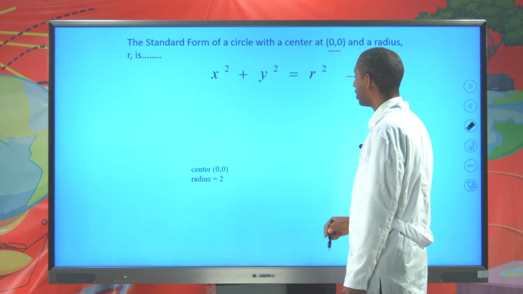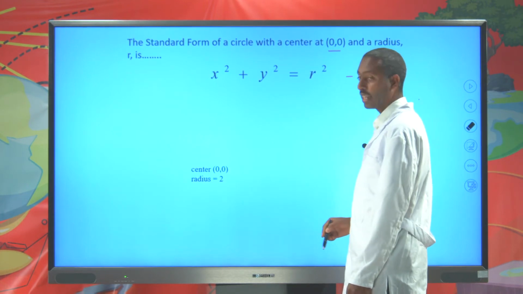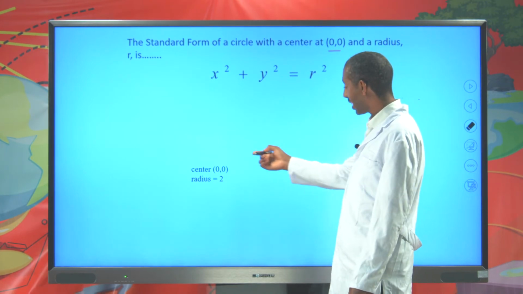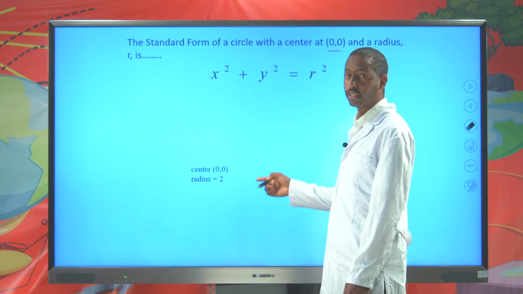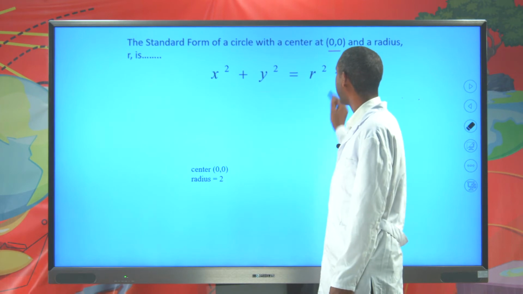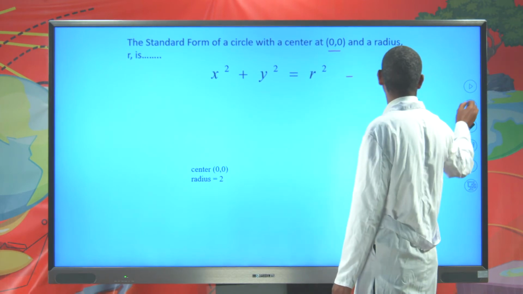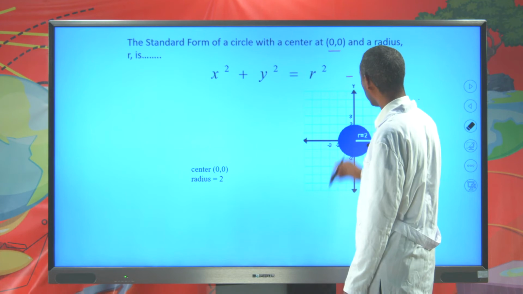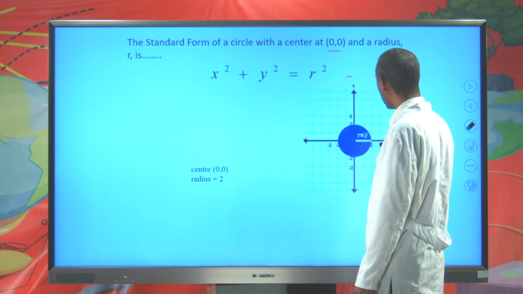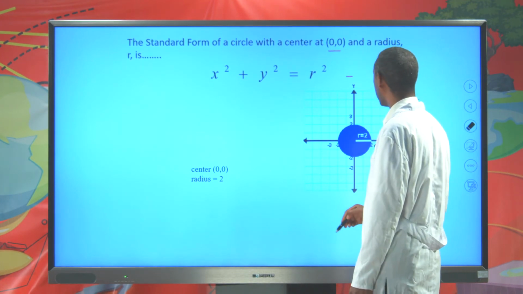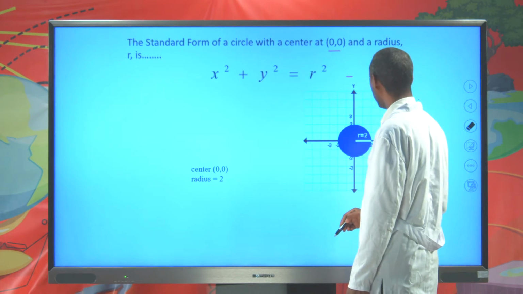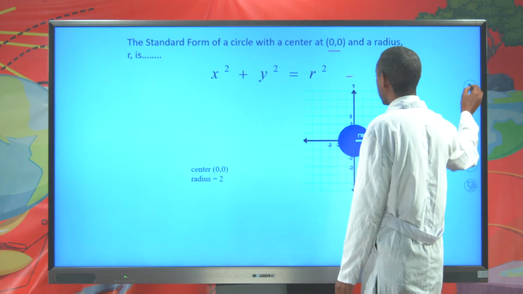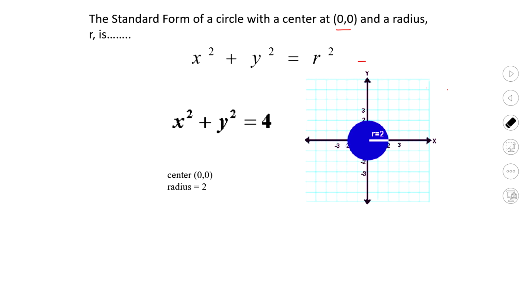Okay, now let's try to write an equation of a circle with center (0, 0) and radius 2, just applying this formula. And if you see the diagram, it looks like this. So the radius is 2 and the center is (0, 0). So the equation of the circle will be x squared plus y squared is equal to 4. 2 squared is just 4.